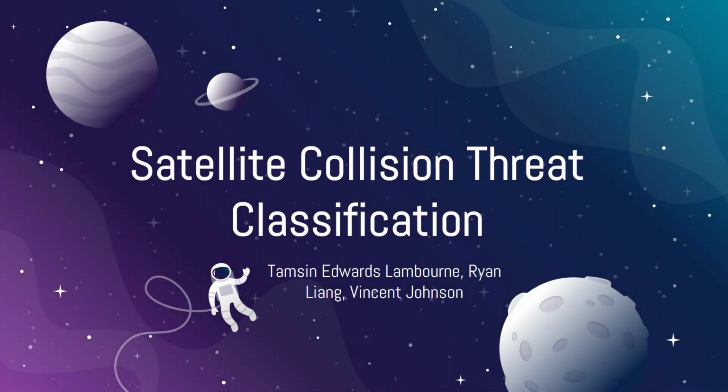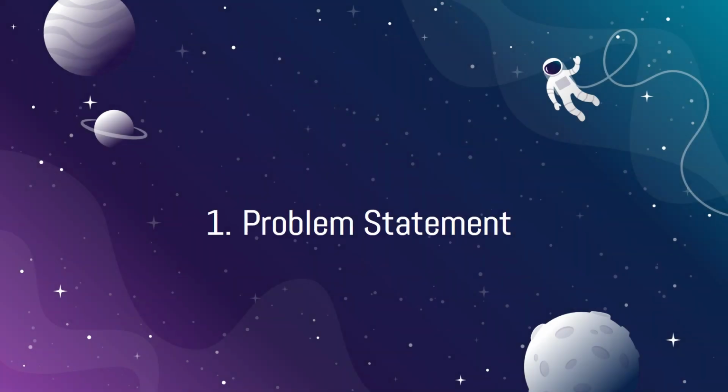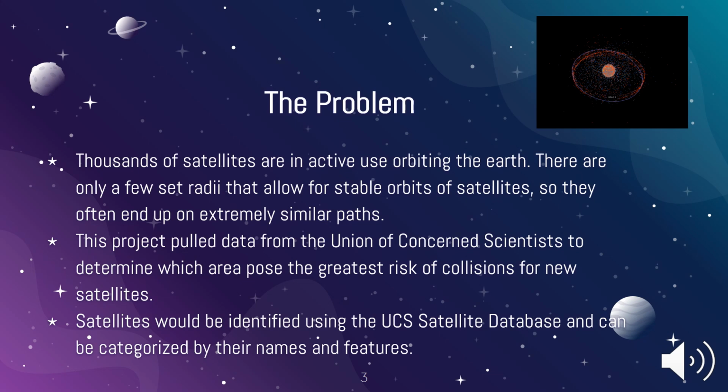So the topic that we chose for our data science final project is satellite collision threat classification. The problem we decided to deal with is that there's thousands and thousands of man-made satellites that are currently orbiting our Earth. And the problem is that there's no way for us to easily recover these satellites when they're no longer being used. Instead, all they do is continue occupying space and orbits until eventually they decay. But unfortunately, decaying can take satellites up to 1,000 years.